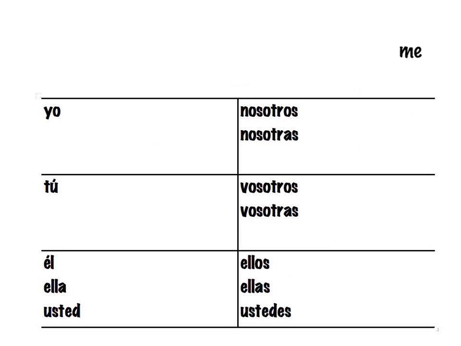Okay, let's take a look at what happens if we have something that is reflexive. We've learned some reflexive verbs in Spanish. Let's pick one for today. Let's pick ducharse.